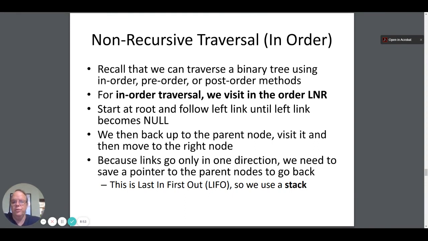So for in-order traversal, we visit the left subtree, the node, and the right subtree. Basically, we start at the root and follow the left link until it becomes null. We then back up to the parent node, visit it, and then move down to the right node. Because links only go in one direction, we need to save a pointer to the parent nodes to go back. And so this ends up being last in, first out. So we need a #include <stack> in order to make this work.